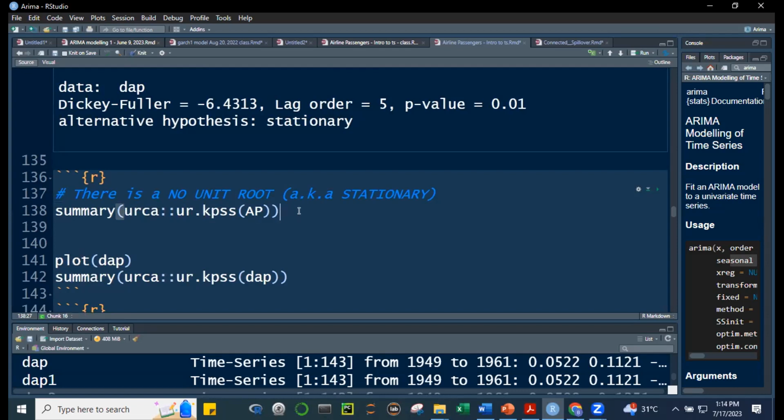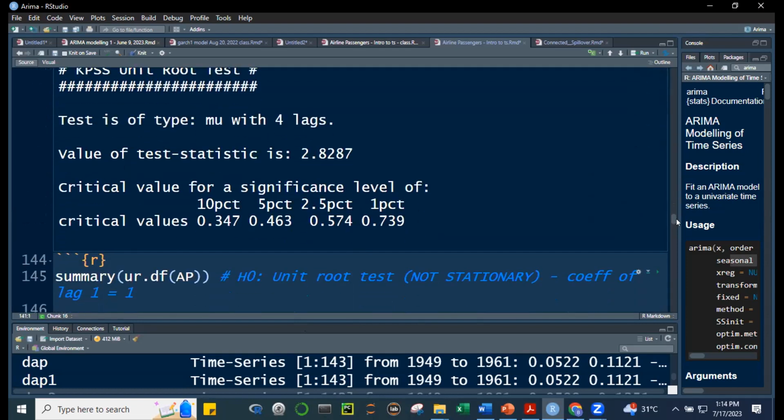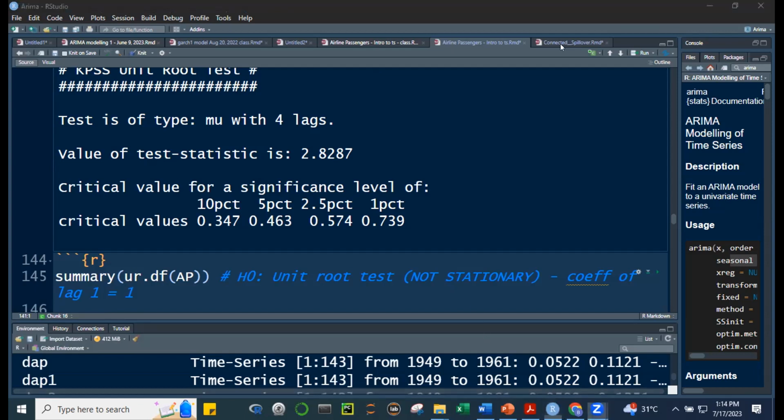Basta apat sila na statistician, no? And if we check this class, kunyari sa AP ang check natin, ha? Okay, if we check this, so what do we have? KPSS unit root test. All right. So ang lumalabas dito, the value of the test statistic is 2.8287. And we compare this with the 5% significance level. Ang critical value nito is 0.463.